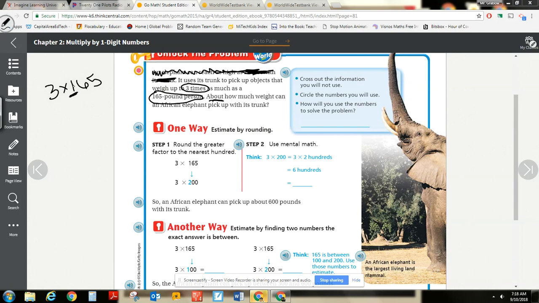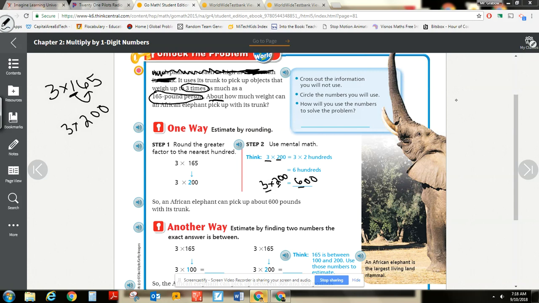So we can round to the hundreds place, and we look next door, and that's 5 or more, so we raise the score. So it becomes 3 times 200. We can see that right here. And we know that 3 times 2 is 600, right? Remember we practiced this last lesson. Okay, so this is a good way.